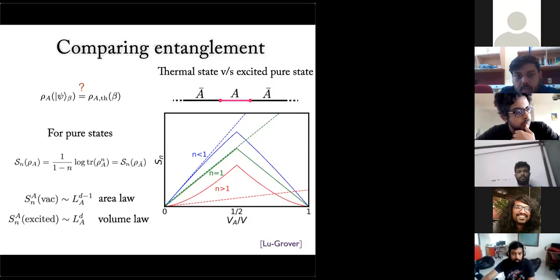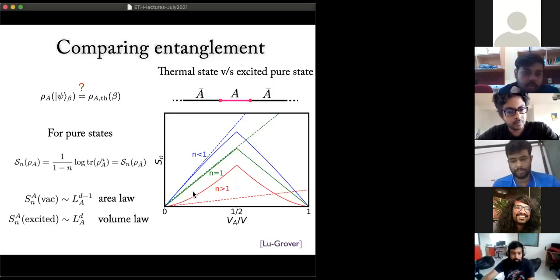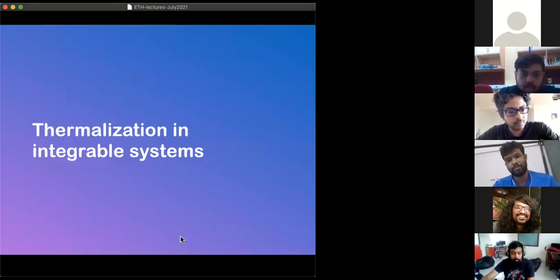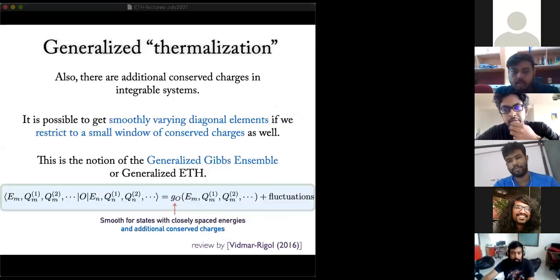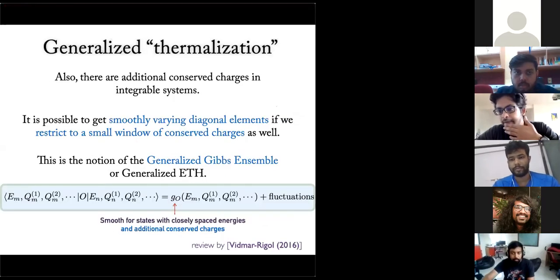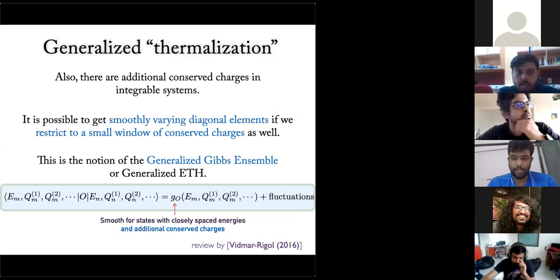So if I phrase my question better, does this generalized ETH also include these non-local currents in some sense? Yes, I think so. I think probably for the XXZ, they had to include these non-local charges as well.